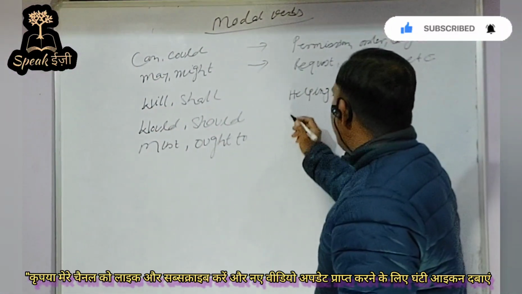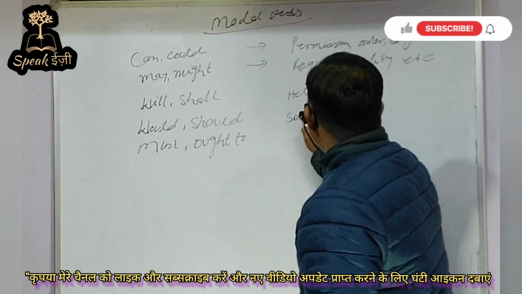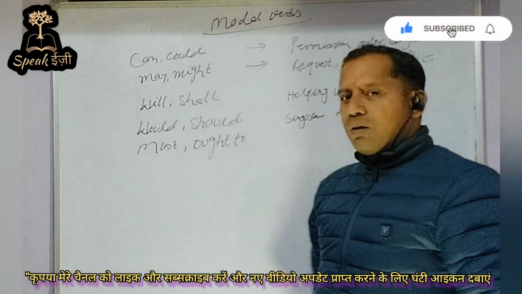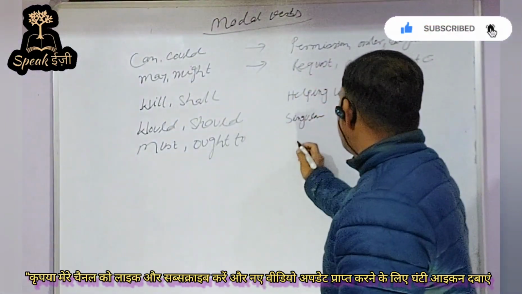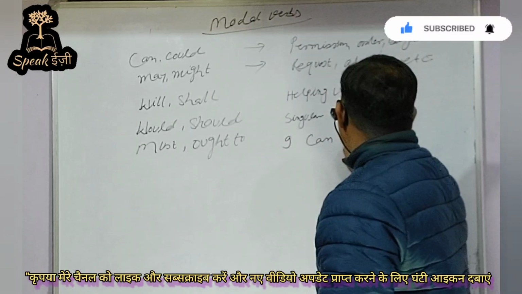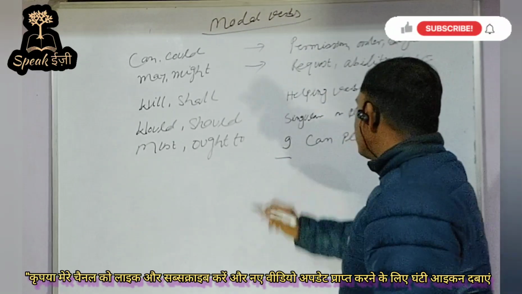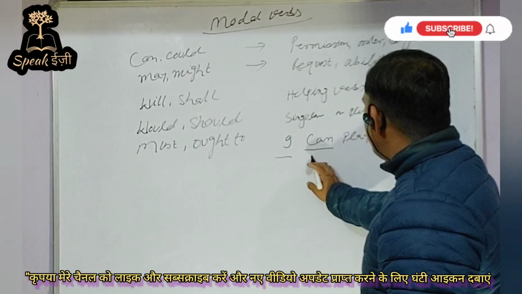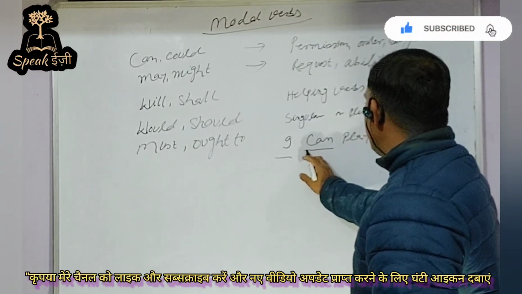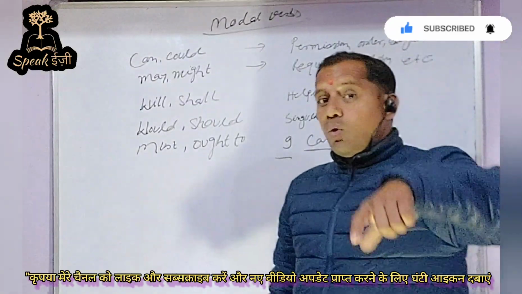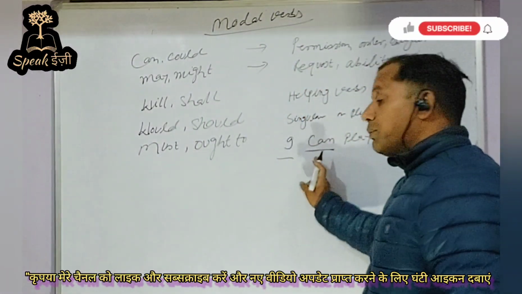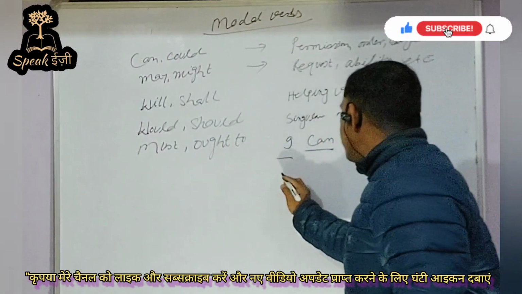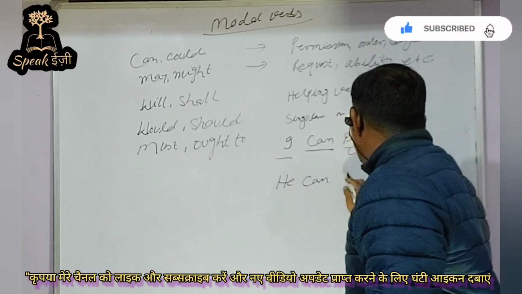Second important note: we can never make singular or plural of these modal verbs. What does it mean? Suppose I write, I can play. In this sentence, I is a plural subject, and the modal verb used, can, is also in the plural form, because as the golden rule of English, if the subject is plural, the verb must be plural. And this is the base form of the verb play. Now let us take another example. He can play.